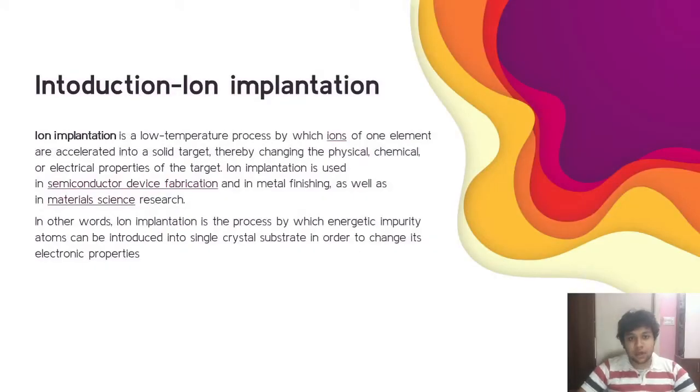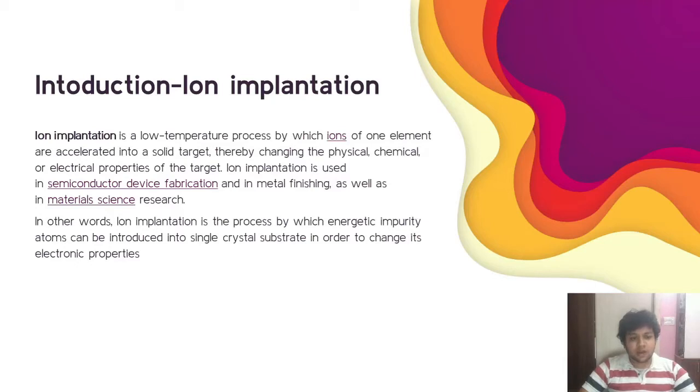First, let's have a look at ion implantation. Ion implantation is a low temperature process by which ions of one element are accelerated into a solid target, thereby changing the physical, chemical or electrical properties of the target. Ion implantation is used in semiconductor device fabrication and in metal finishing as well as in material science research. It is a surface treatment process in which ions of nitrogen or carbon are accelerated and made to penetrate the surface of a component to improve wear resistance.